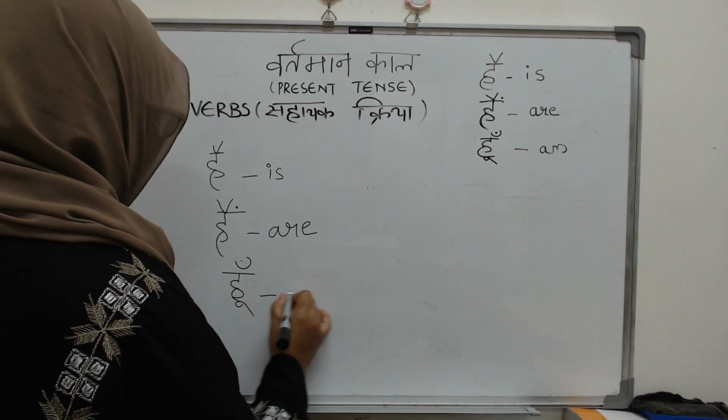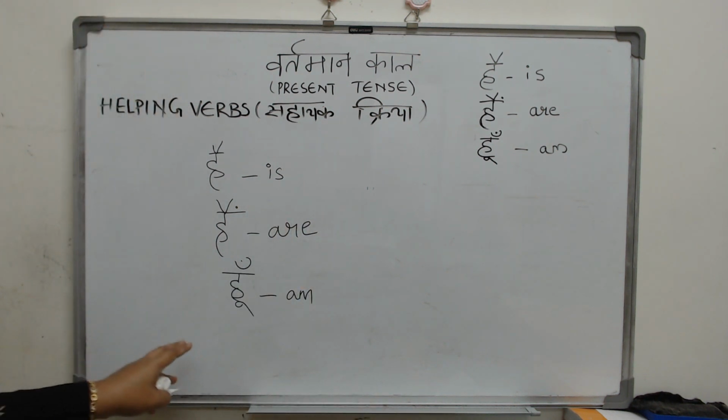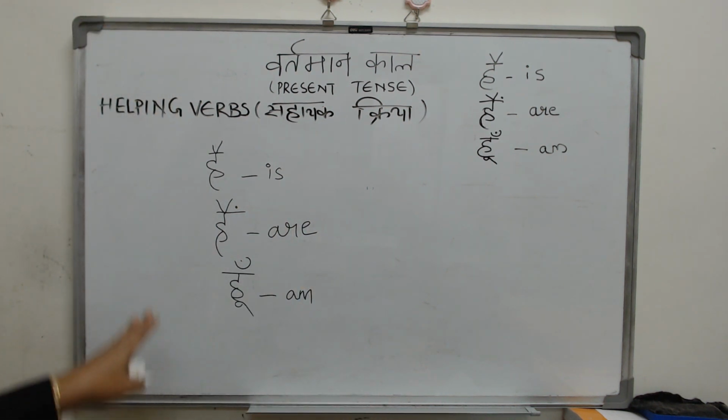The last one is hoon, pronounced like this, which means am. When do you use am? Only in one situation. It comes only with I. I am. I am hungry. I am Ravi. I am tired. It comes only in one situation. So now let's go on, see some rules, some exceptions.